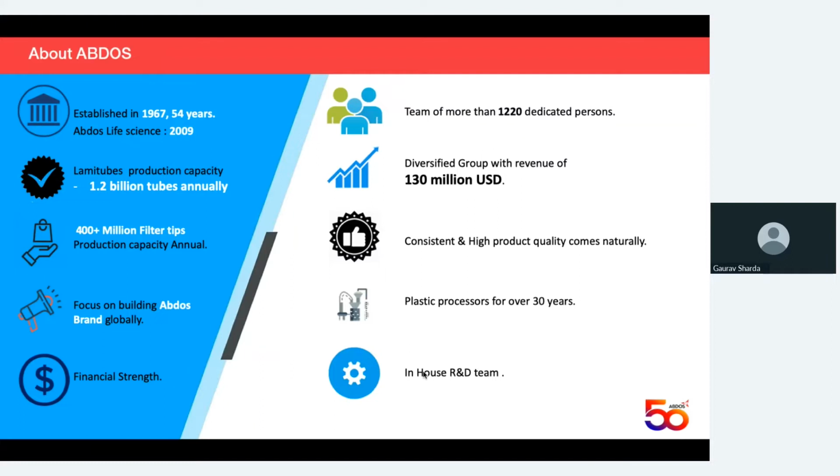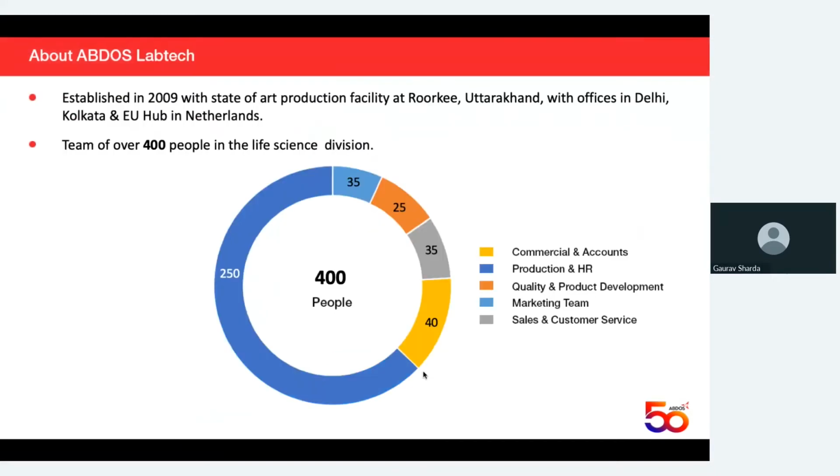One of the landmark achievements which we achieved was a production capacity of 400 plus million filter tips annually, and we have a team of more than 1220 dedicated persons. We believe in consistent and high quality product which comes naturally from our company. Abdos has a state-of-the-art facility at Roorkee, Uttarakhand, and offices in Delhi, Kolkata, and a European hub, which is the warehouse facility in Venlo, Netherlands. We have a dedicated team of over 400 people in the life science division itself.